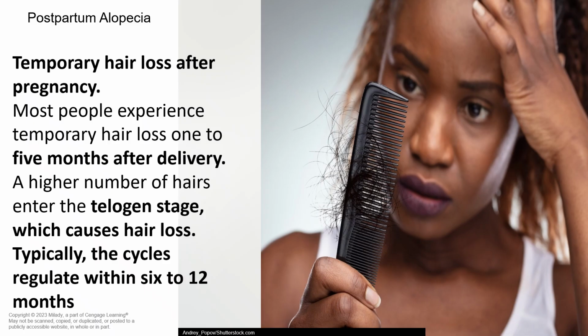Postpartum alopecia is a temporary hair loss after pregnancy. Most people experience temporary hair loss 1 to 5 months after pregnancy. A higher number of hairs enter the telogen stage, which causes the hair loss. Typically, the cycle regulates within 6 to 12 months.